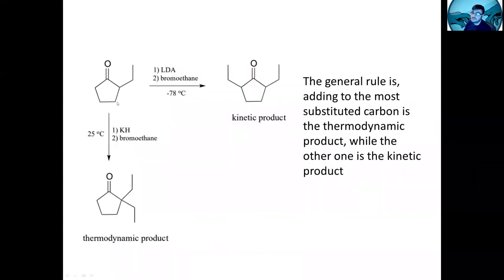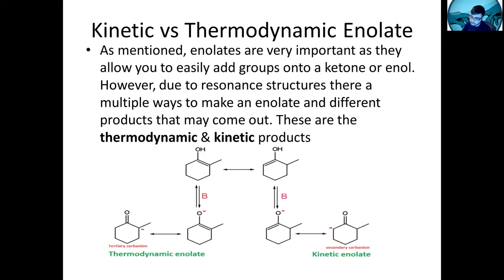And again, here you can see this. You add in kind of the same thing, and then you get different products. You can get this kinetic product, or you can get this thermodynamic product. Obviously, they're not the same. The general rule is adding to the most substituted carbon is the thermodynamic product, while the other one is the kinetic product. I'm not going to go fully in depth as to the exact differences, what makes something a kinetic product, because that's, I think, very much beyond the scope of the MCAT, but the basic idea is it's very easy to determine which is the thermodynamic product.